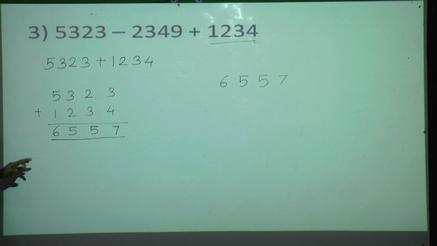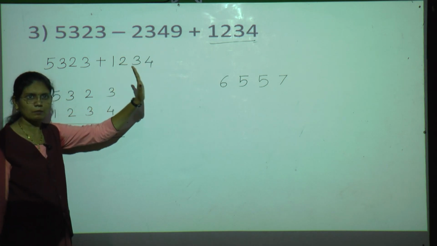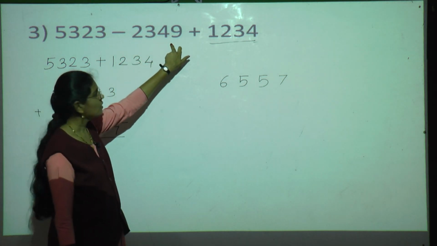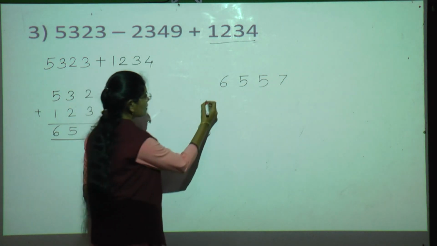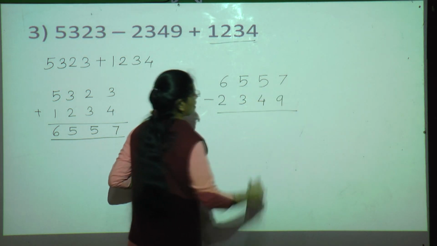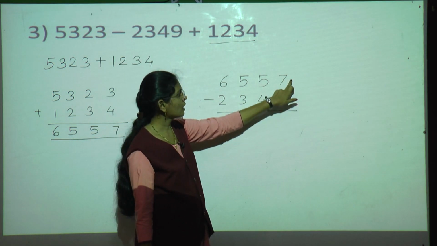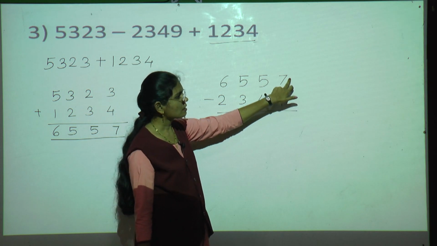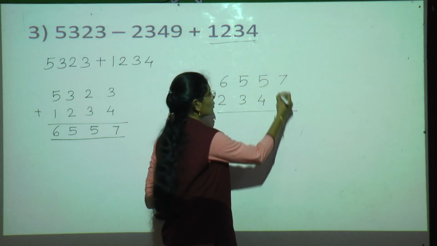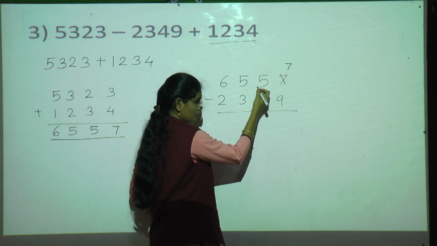Now we have to see which number is having a minus sign before it. This 2349 is having a minus sign, so do the subtraction here. 2349. Now see here, 7 minus 9. Can we do 7 minus 9? No, we can't do 7 minus 9. Why? Because 7 is smaller than 9. So what we will do? Just cut this 7 and write it as it is. Then we will go to the next place.